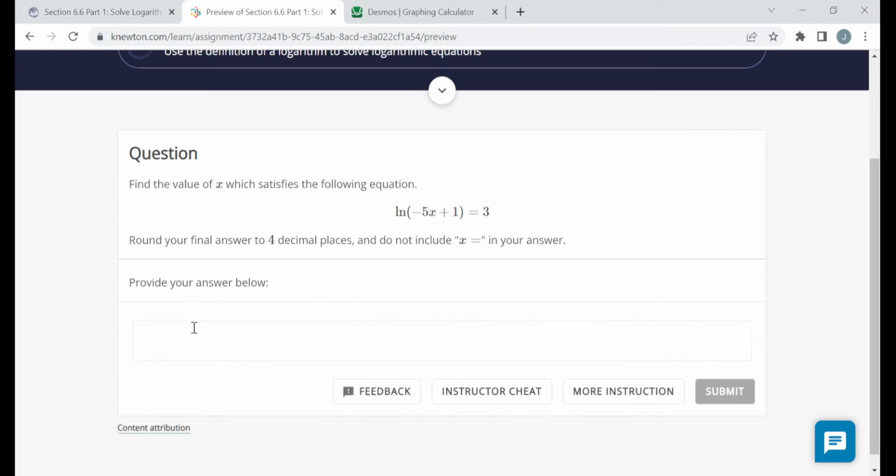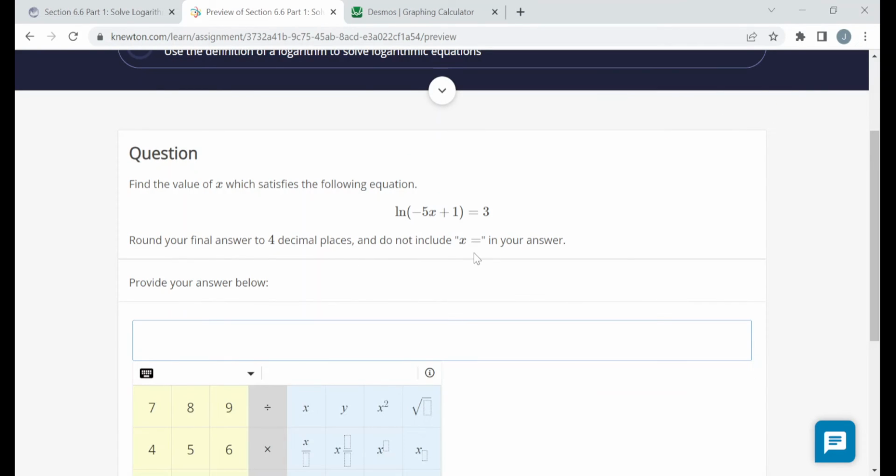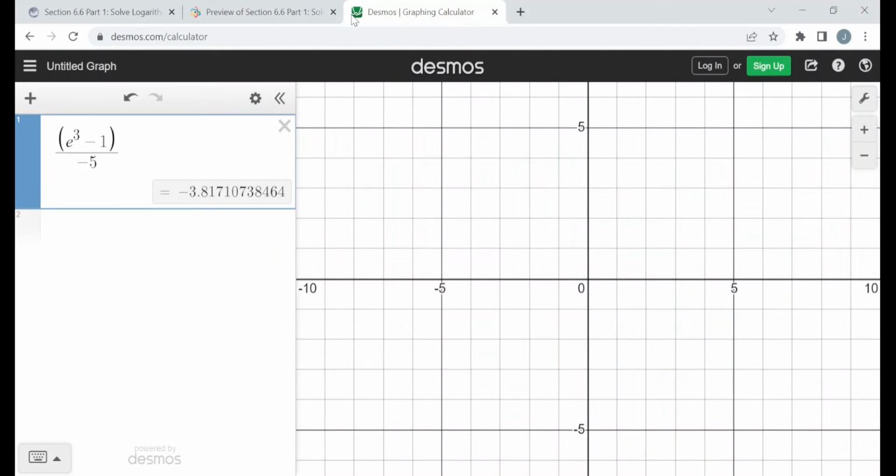So back in the assignment, they say don't include x equals. Just put in the solution, negative 3.8171. I believe that was it. 8171, yes.